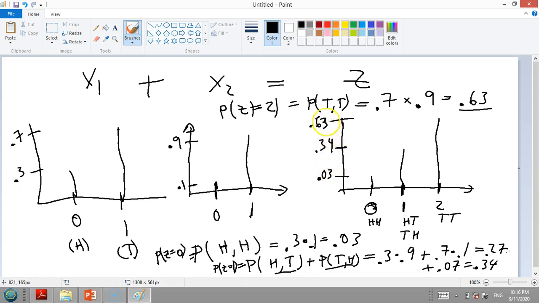Watch. I'll double check my answers. The total should be 1 here. Is this 1? 0.03 plus 0.34 is 0.37. And 0.37 plus 0.63 is exactly 1. So you put a check here that these numbers are reasonable, and they add up to 1.